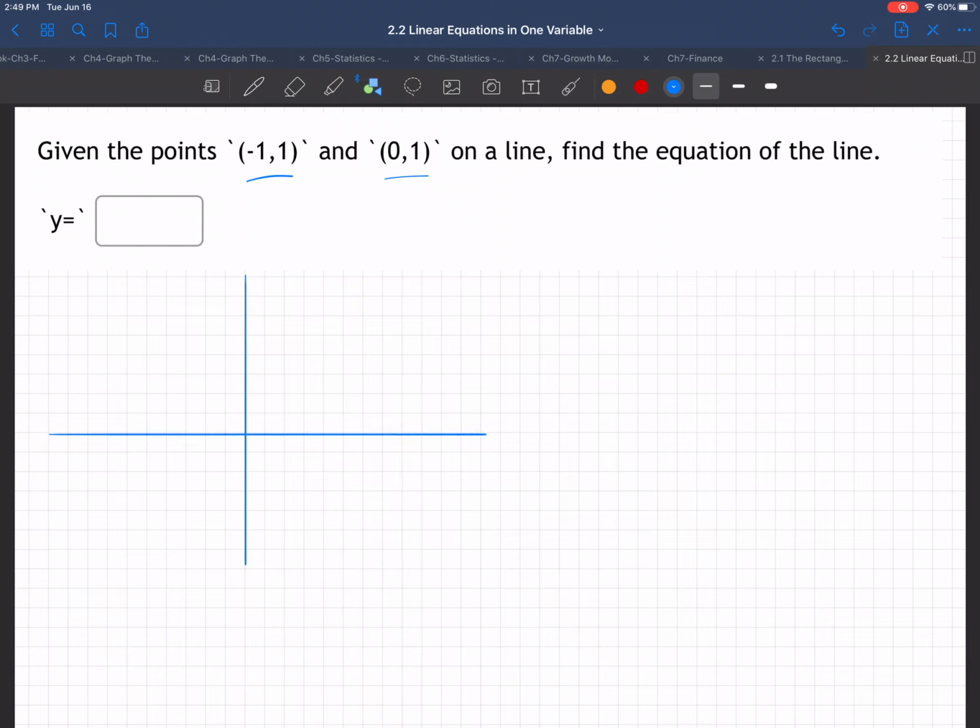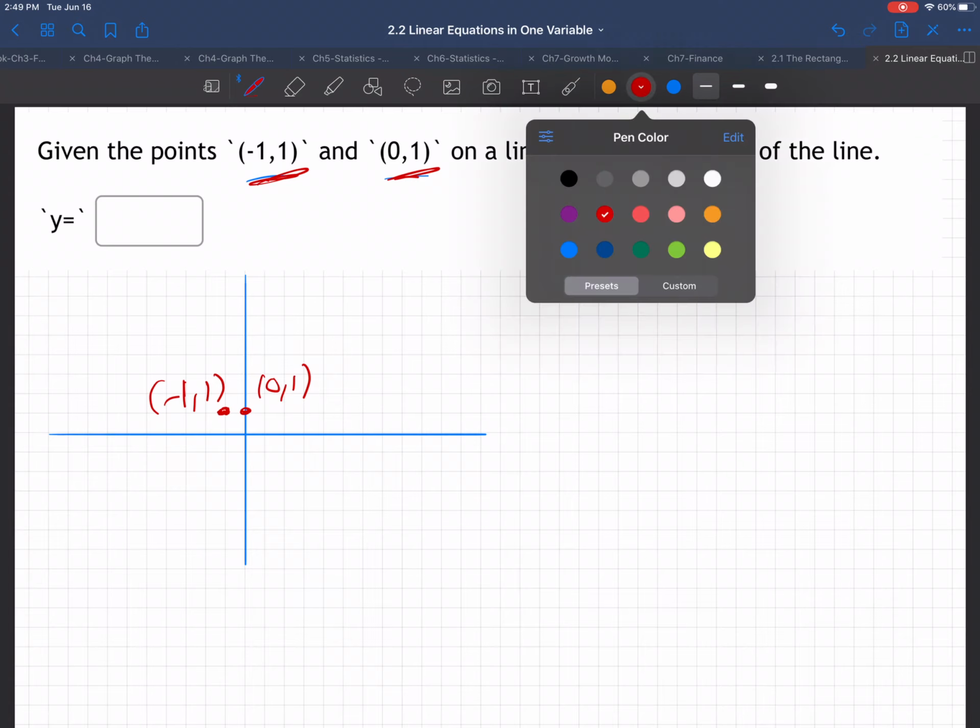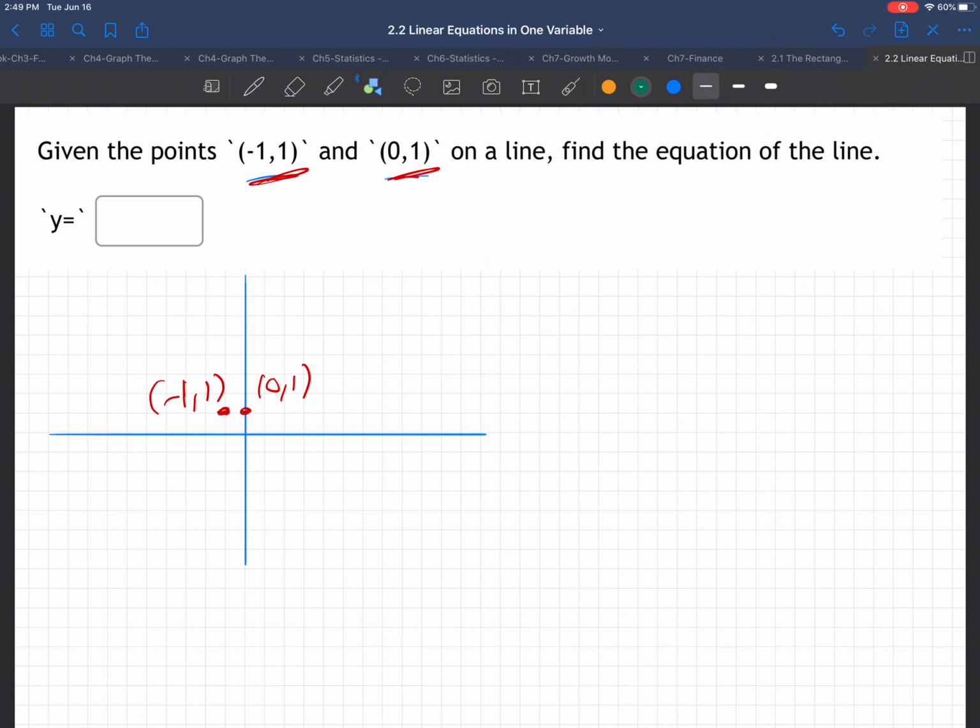That's always helpful. Okay, so the first point is back 1, up 1. So it's right there, isn't it? Back 1, up 1, and the second point is over 0, up 1, so it's right there. So the line going through those 2 points would be a horizontal line, wouldn't it? So we're talking about the equation of a horizontal line. Well, that makes things pretty nice, doesn't it?